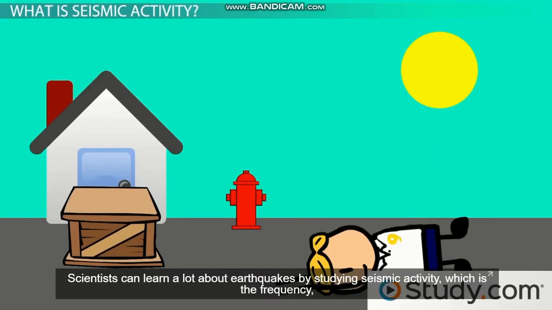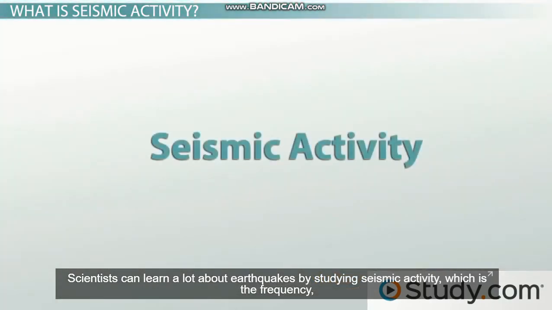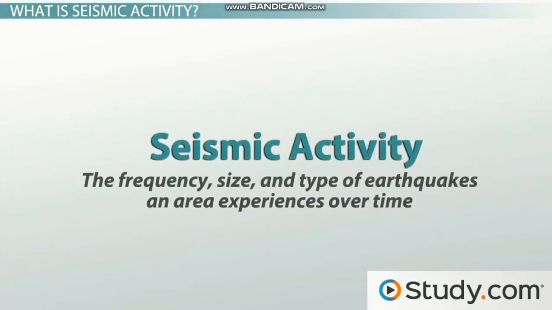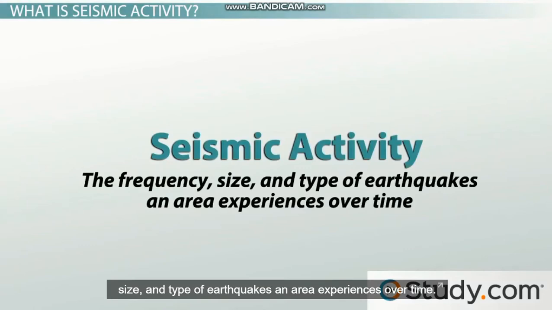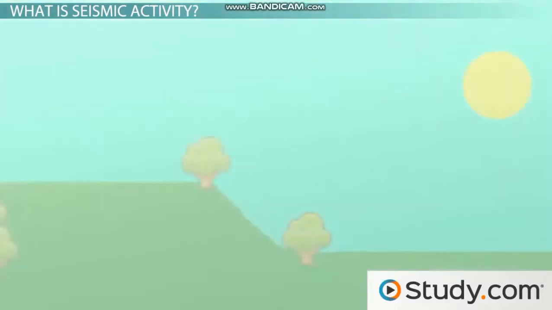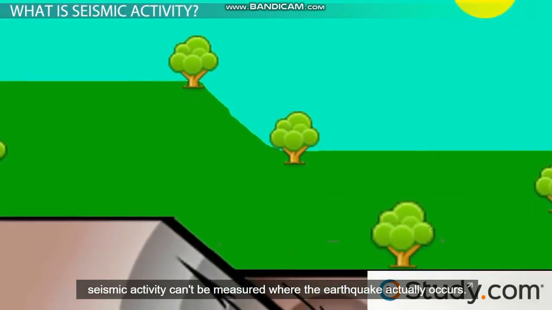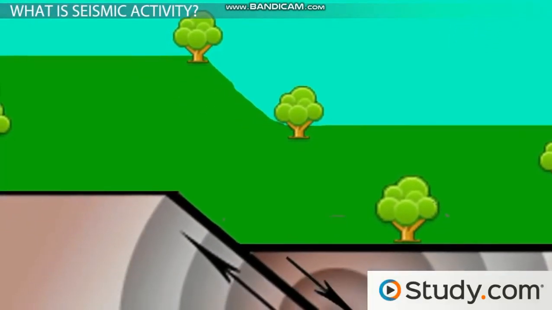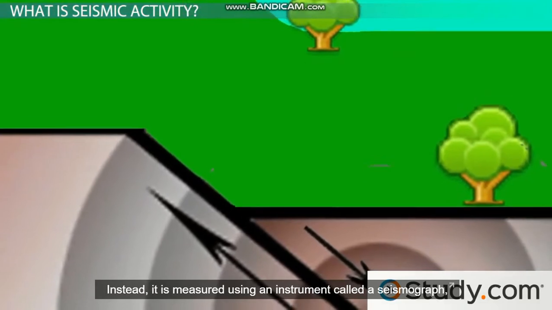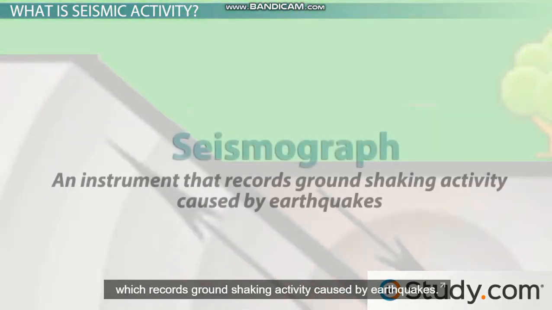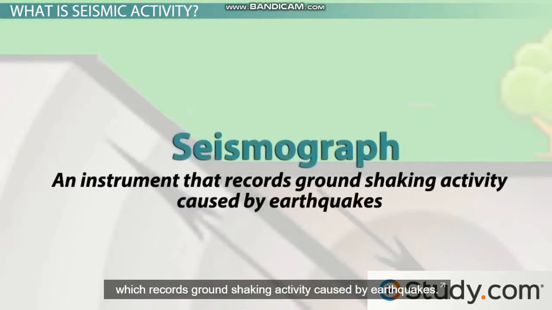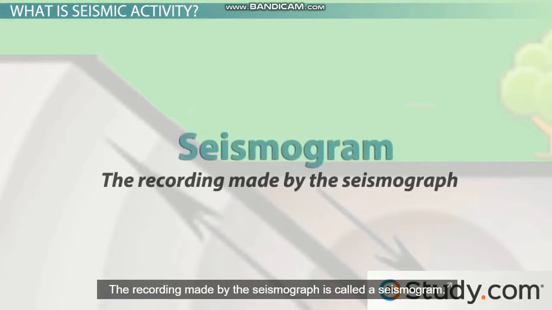Scientists can learn a lot about earthquakes by studying seismic activity, which is the frequency, size, and type of earthquakes an area experiences over time. Since earthquakes happen deep underground, seismic activity can't be measured where the earthquake actually occurs. Instead, it's measured using an instrument called a seismograph, which records ground shaking activity caused by earthquakes. The recording made by the seismograph is called a seismogram.